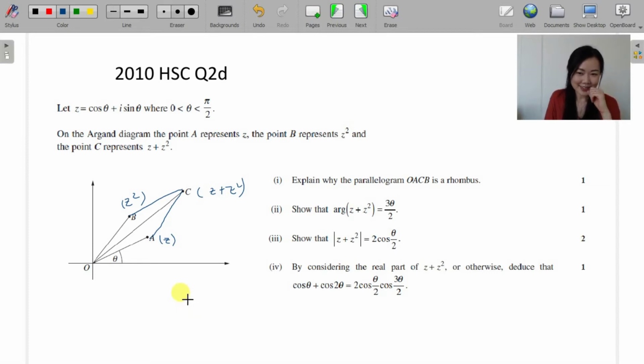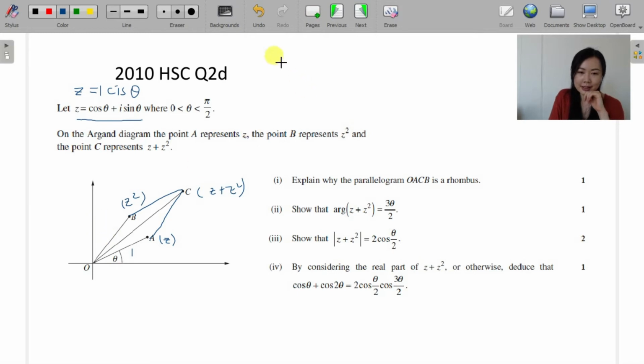Those of you who are keen observers may have noticed that Z is cos theta plus i sin theta. I know most people will just read it and say that's just the standard form. No, not quite, because let me write the shorthand for that: cis theta. Cis theta has a modulus of 1. So in fact, this is 1, okay?